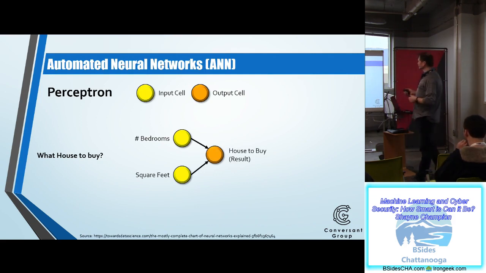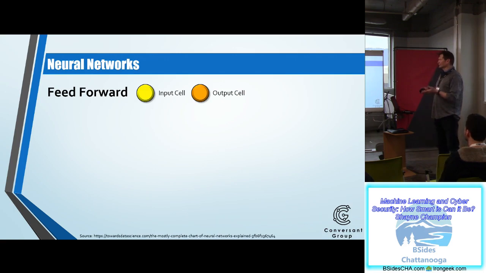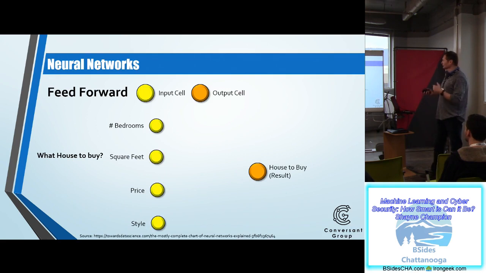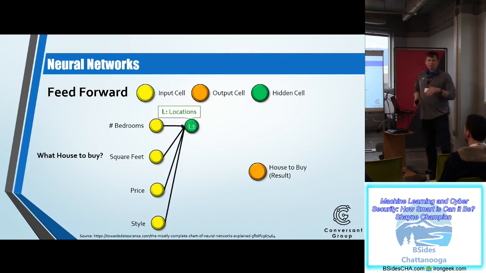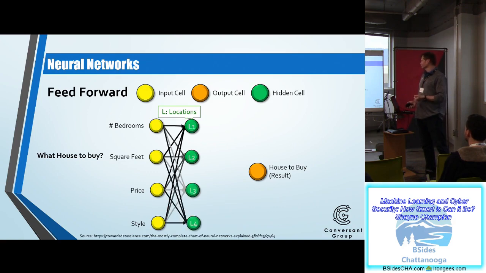Pretty straightforward. But when you look at a neural network, and this is one example called a feedforward, you have input cells and output cells. So there are a lot of other factors that go into a house, right? Like not just the number of bedrooms and square feet, but the price or the style of the house. And then your ultimate result is what house you want to buy. But are those the only factors that go into buying a house? They're not. For example, you've got these hidden cells. So I could also say, okay, I want to look at locations. So for each house, with a given location, it would calculate a value in the next location, and the next location, and the next location.